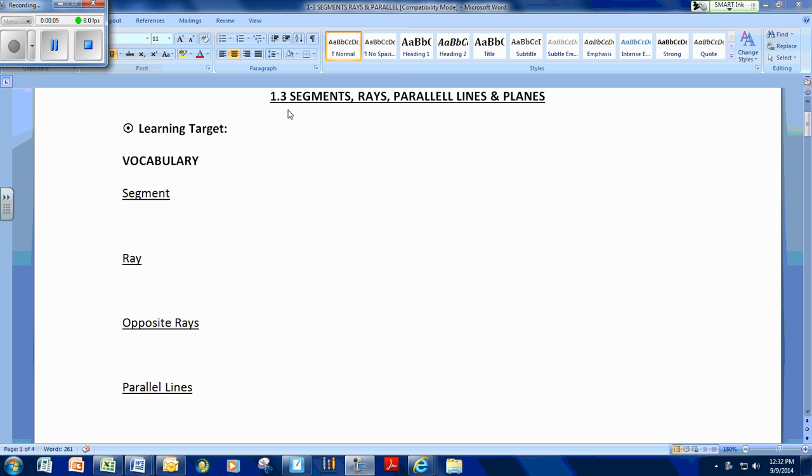This lesson is on segment rays, parallel lines, and planes. So first let's discuss our learning target, what we want to get out of this lesson. All right, and I'm going to use this in first person.